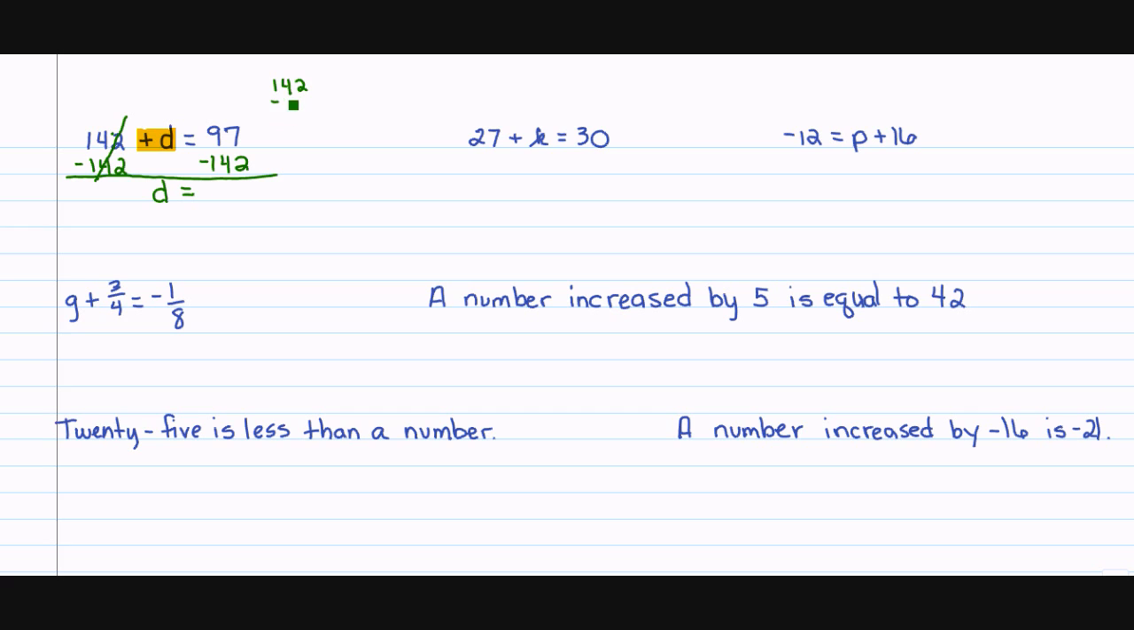And 142 minus 97, put a 13 there, is 5, would be 45. Now the negative's on the larger number, so my answer is d equals negative 145. I'm sorry, negative 45. Okay, I'm going to substitute, and let's check it out.